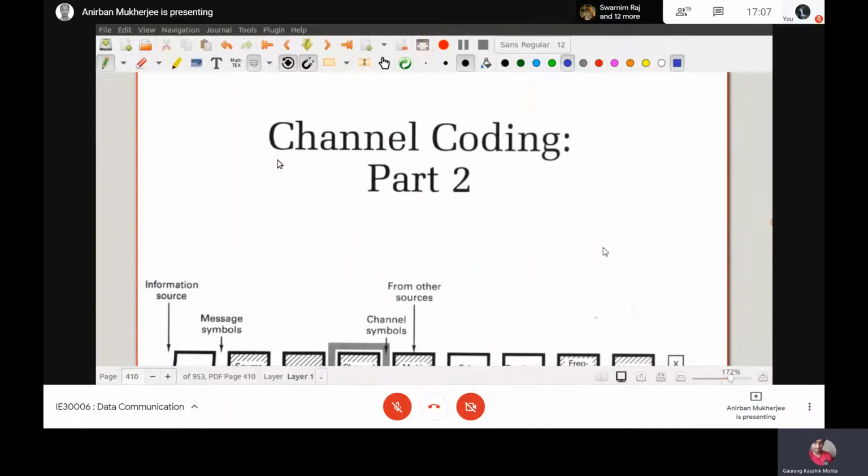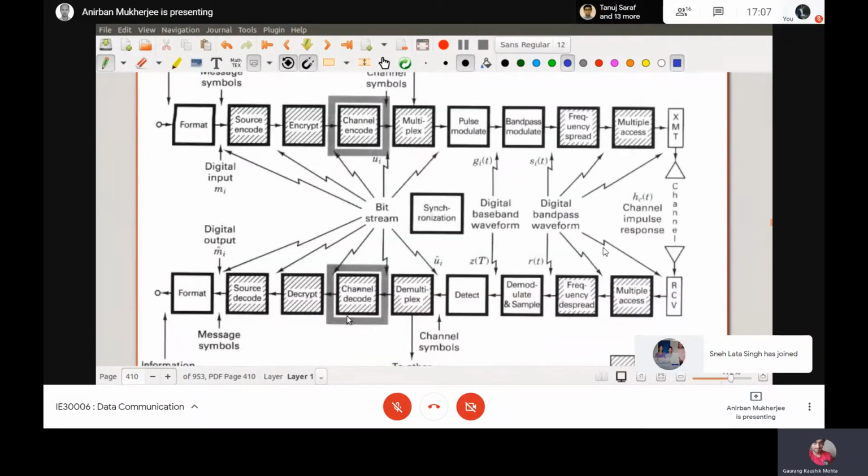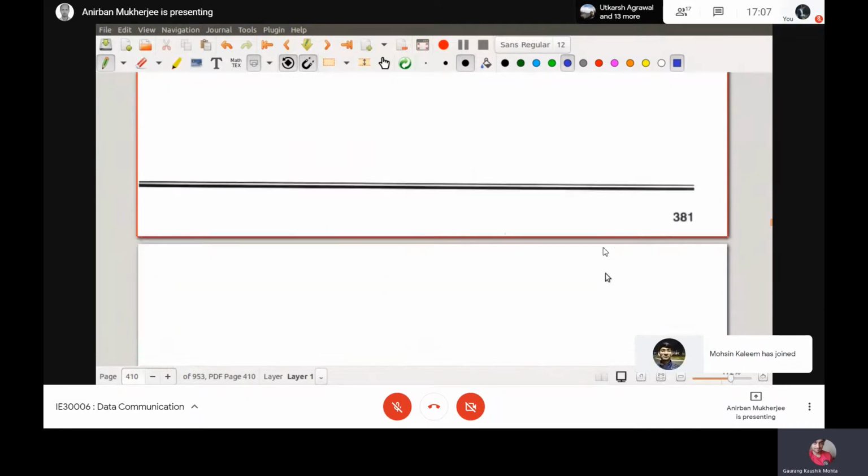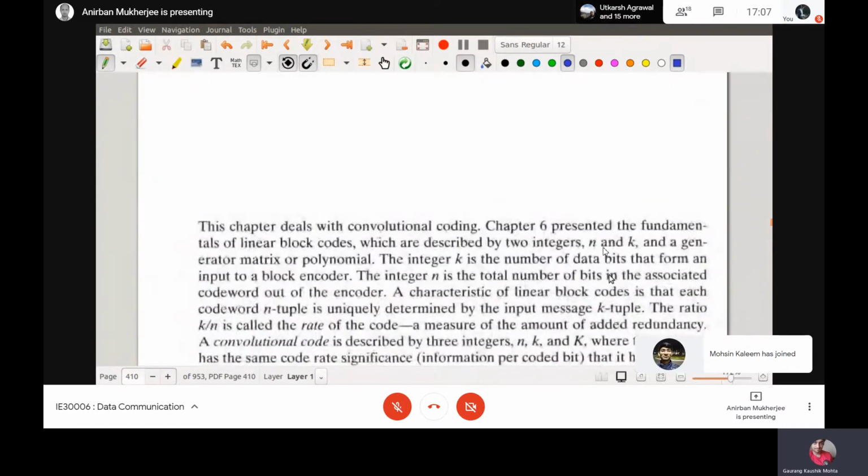Convolutional coding, which is a part of channel coding. The channel coding we had already started. So this is an optional block that we know because it's the shaded part. And let us quickly go to the convolutional.